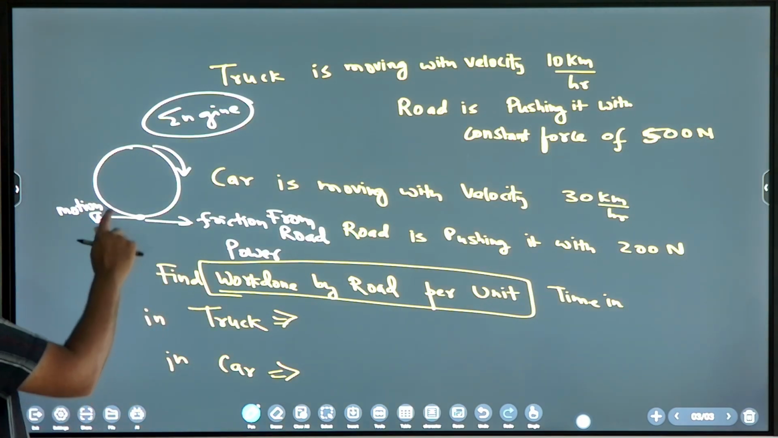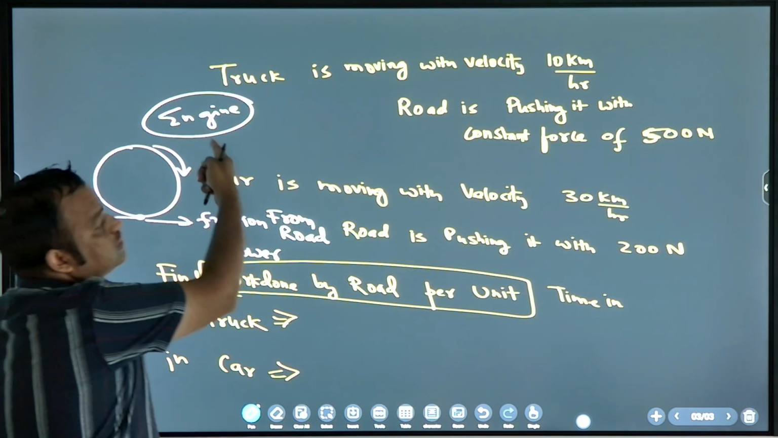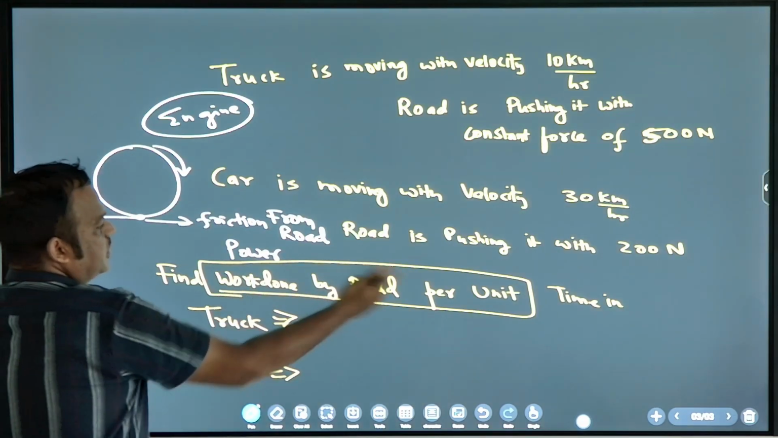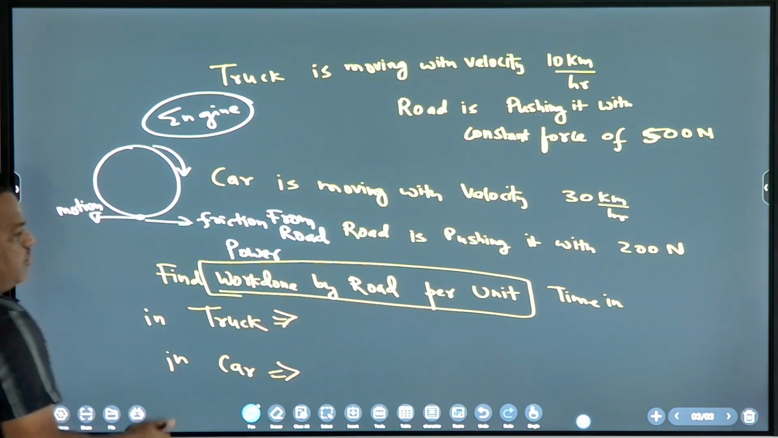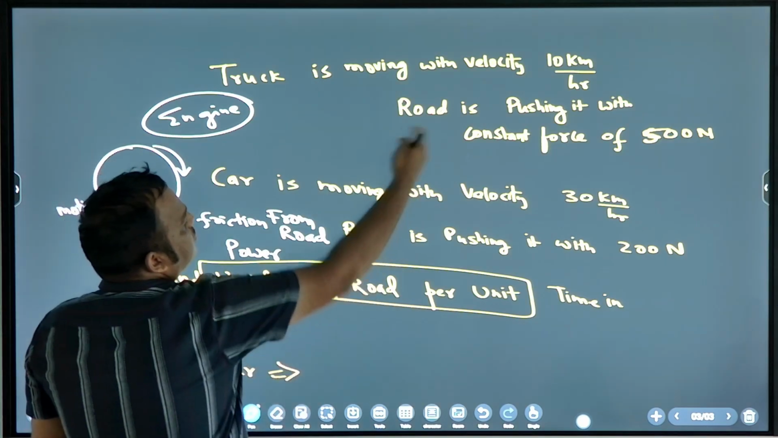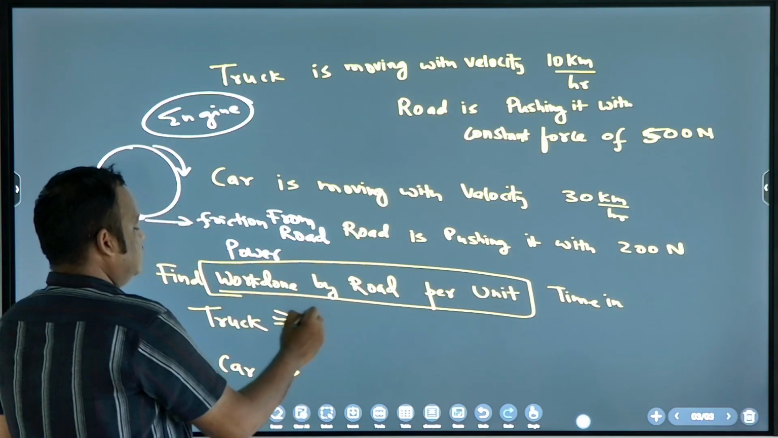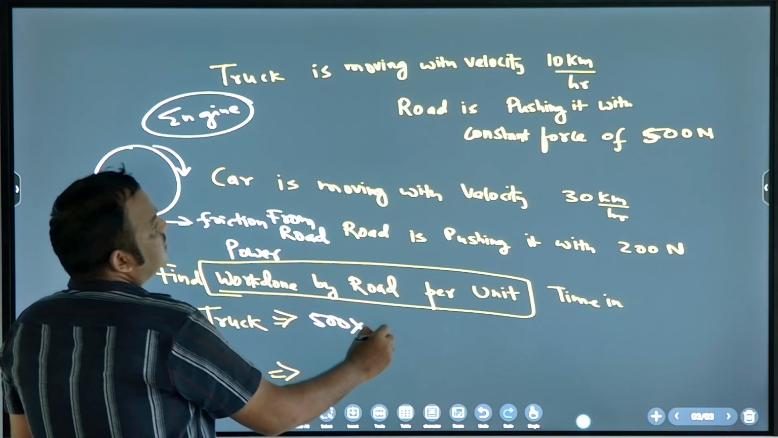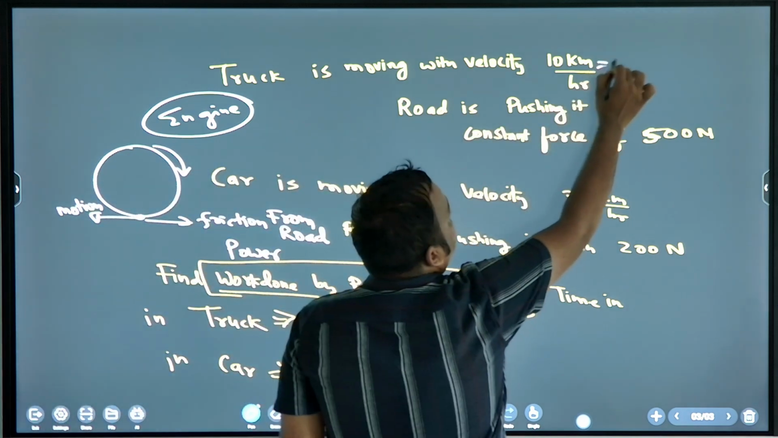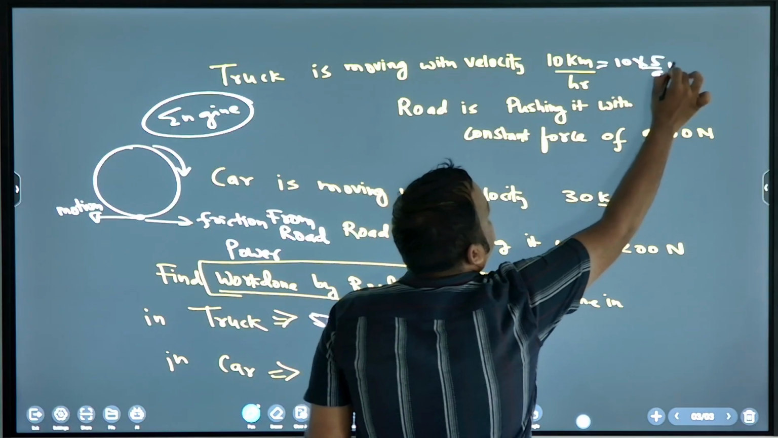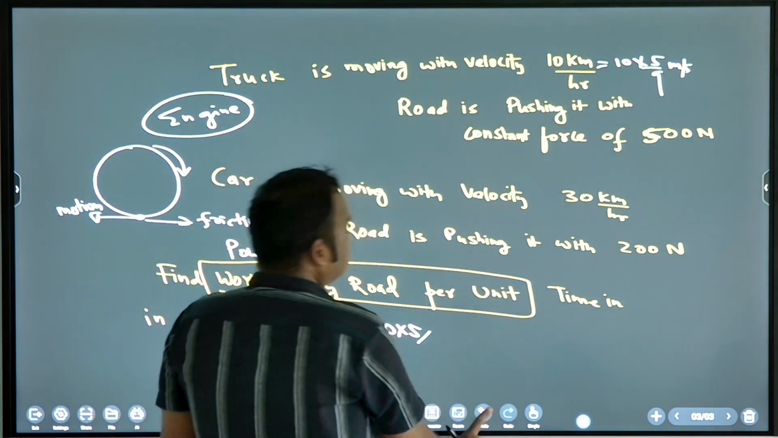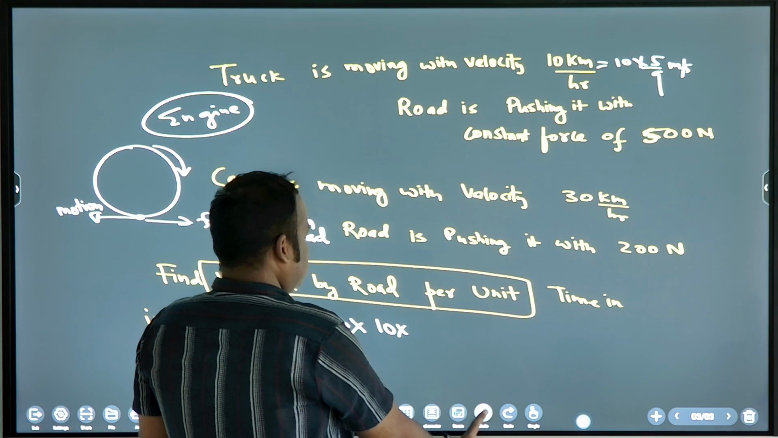So it is the friction which is doing work. Work done per unit time is known as power. So tell me, for the truck, how much force is the road exerting on the truck? 500, and constant velocity is 10 into 5 by 18 meter per second. Yes, correct. So 10 into 5 by 18.